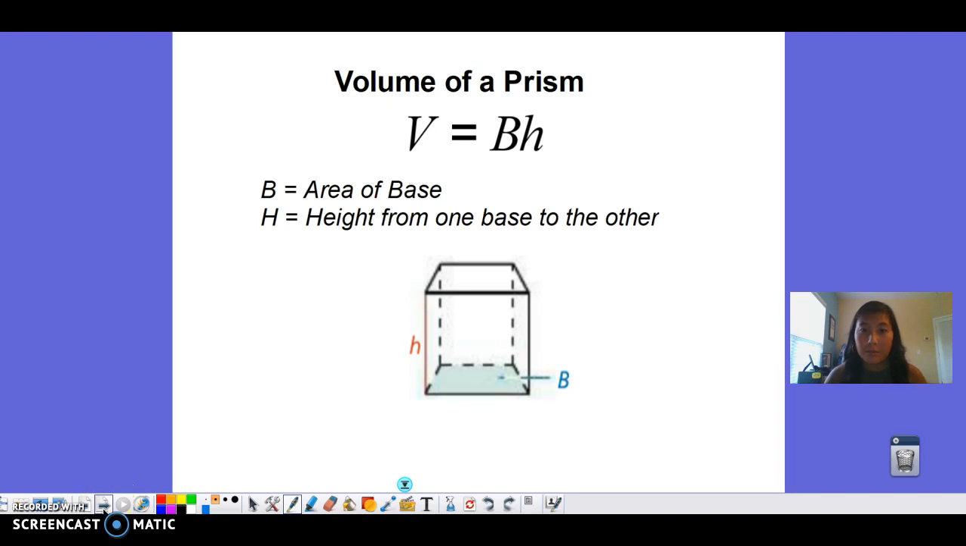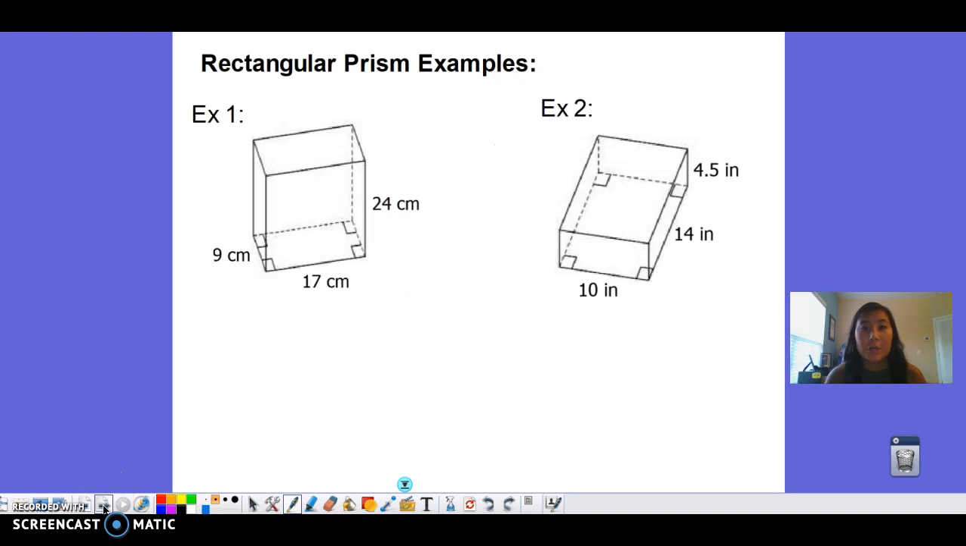You might need to pause the video so you can copy this example and the formula down, but I'm going to go ahead and move on. You can pause the video if you need to. These are going to be our two examples of rectangular prisms, and then we'll look at a triangular prism after this. Again, I'm going to write the volume formula up here.